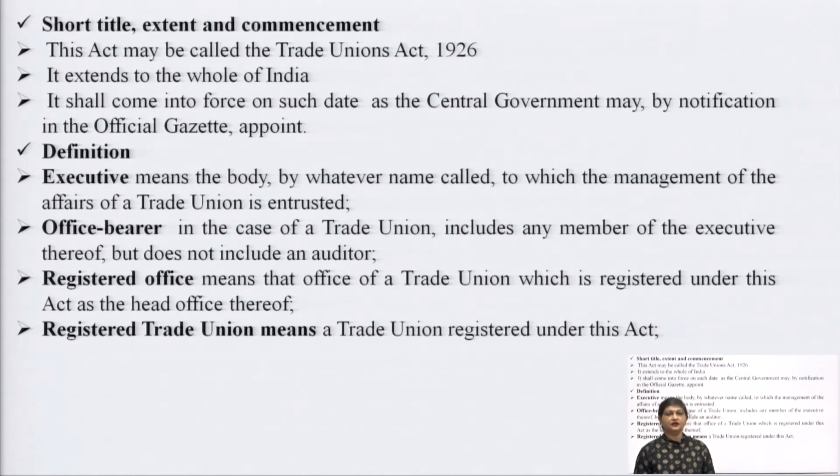First is executive. Executive means the body, by whatever name called, to which the management of the affairs of a trade union is entrusted. Next is office bearer. In the case of a trade union, it includes any member of the executive thereof, but does not include an auditor. All the people from among workmen who are holding various posts in the trade union are office bearers, who take care of all the functions of the trade union.